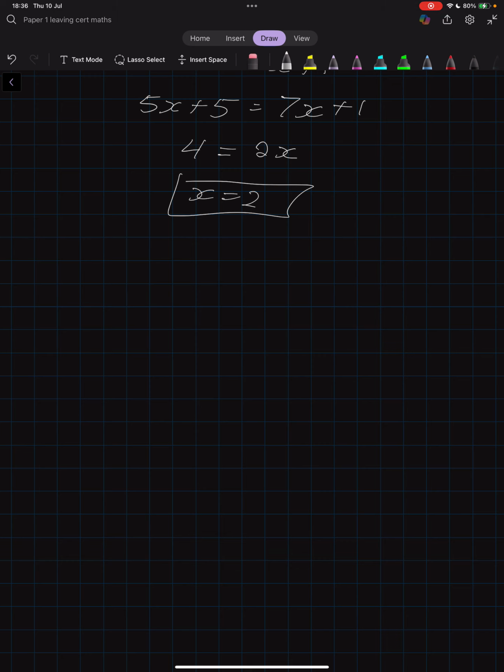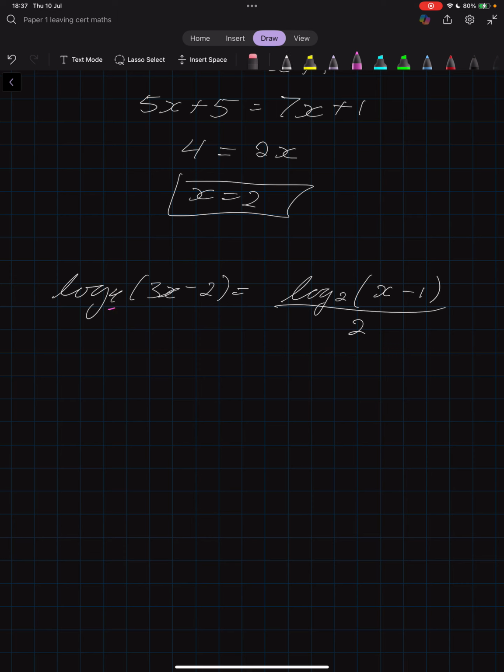So here we can have something like log to the base 4 of 3x minus 2 is log to the base 2 of x minus 1, all over 2. Now, what I notice first is that this is log to the base 4, that's log to the base 2. You always want to change it to be the same base. Doesn't matter if you change log to the base 4 to log to the base 2, or vice versa, change log to the base 2 to log to the base 4.